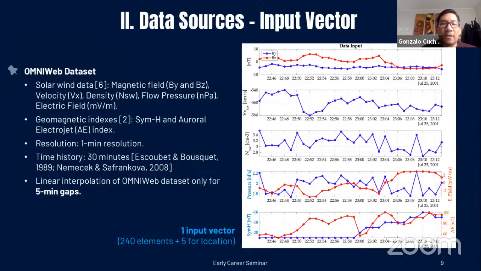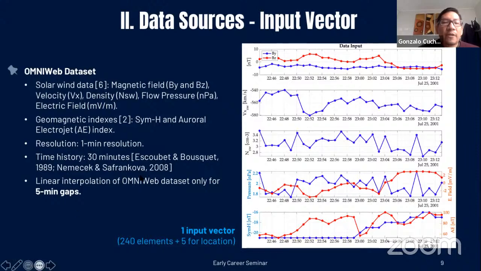Now I'm going to describe the input vector. The input vector is created with the OmniWeb dataset. We have 8 different values, 6 from solar wind data: magnetic field, By and Bz, velocity, density, flow pressure, and electric field, and geomagnetic indices like SYM-H and the auroral electrojet index. We used the highest resolution that we can obtain from OmniWeb, which is 1 minute. And we also have a time history of 30 minutes.